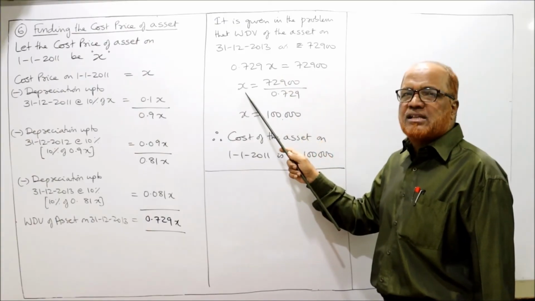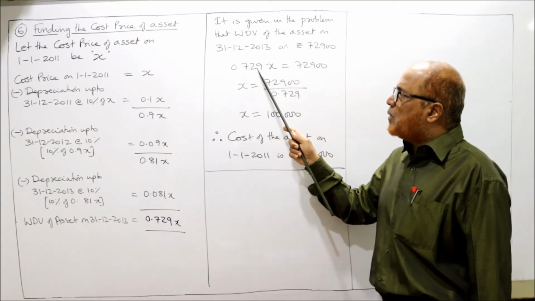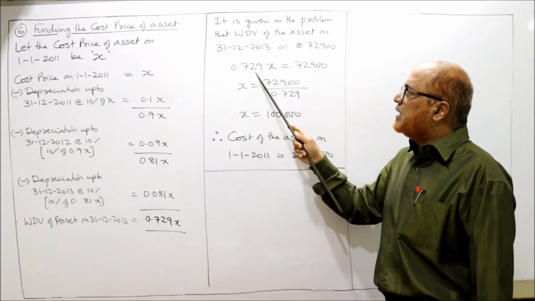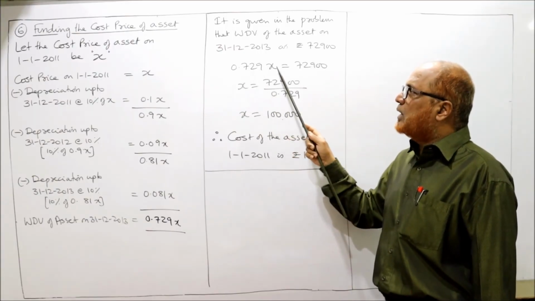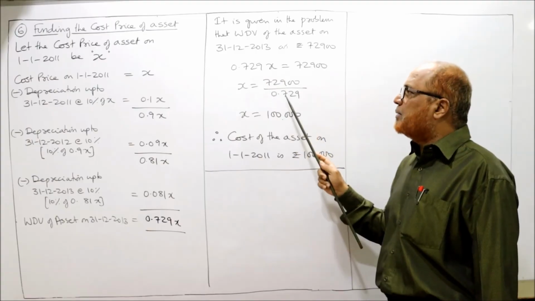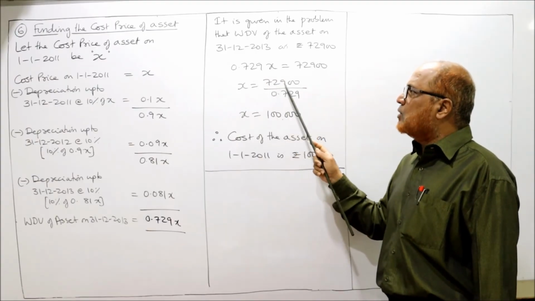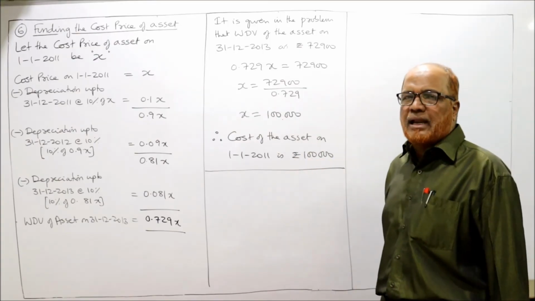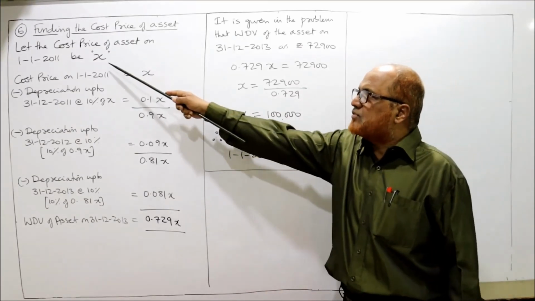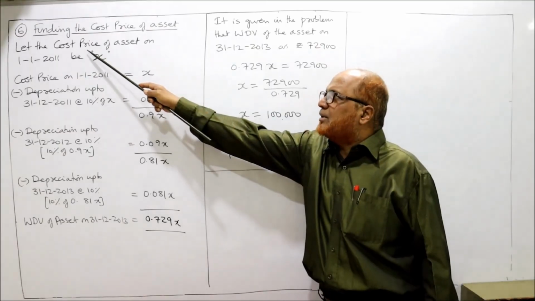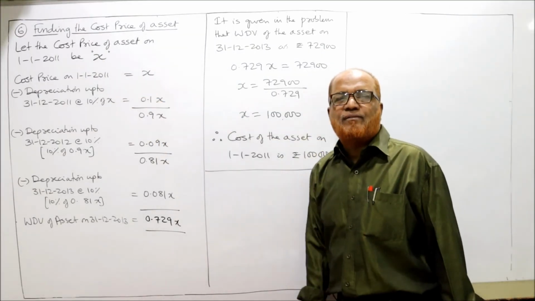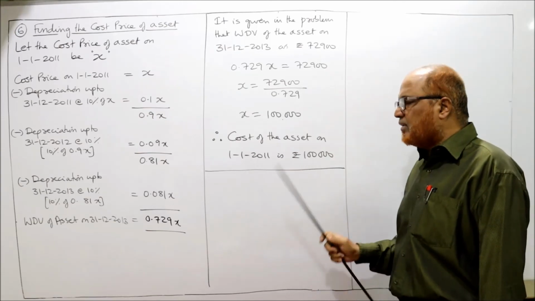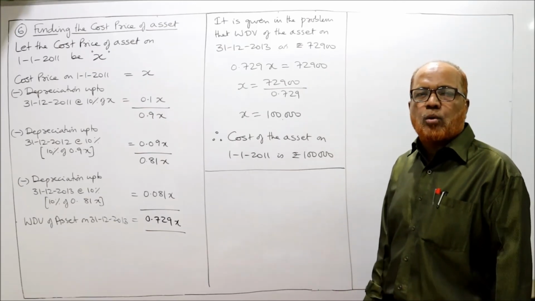Keep X on the left hand side and bring 0.729 to the right hand side. Because we have multiplication in between, it becomes division. So X is equal to 72,900 divided by 0.729, and X is equal to 1 lakh. X is nothing but the cost price of the asset on 1st January 2011. Therefore, the cost of the asset on 1st January 2011 is 1 lakh rupees.